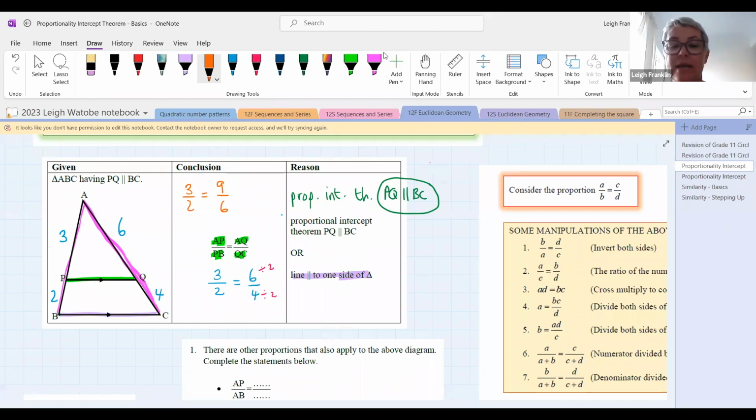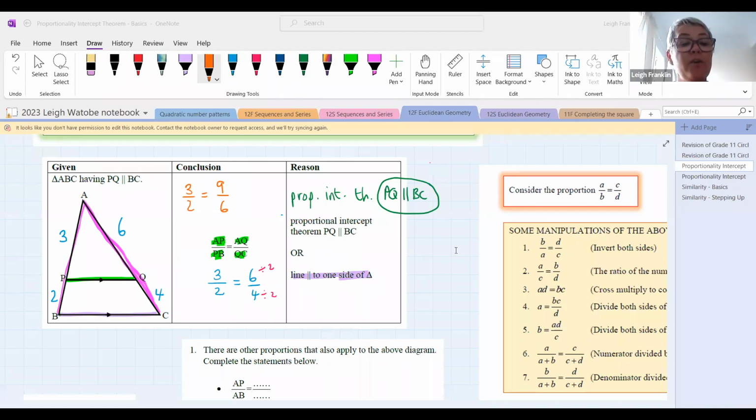Ma'am? Yes, hello. Ma'am, can ma'am please repeat the statement you said about the line that you highlighted in green? Can I repeat the statement about the line, which? You highlighted in green in the triangle.